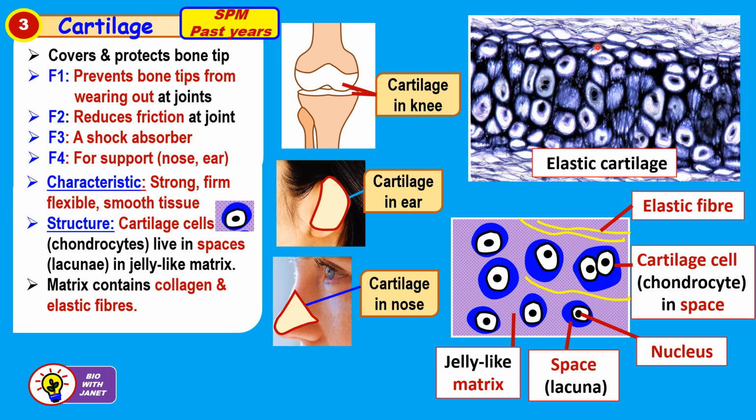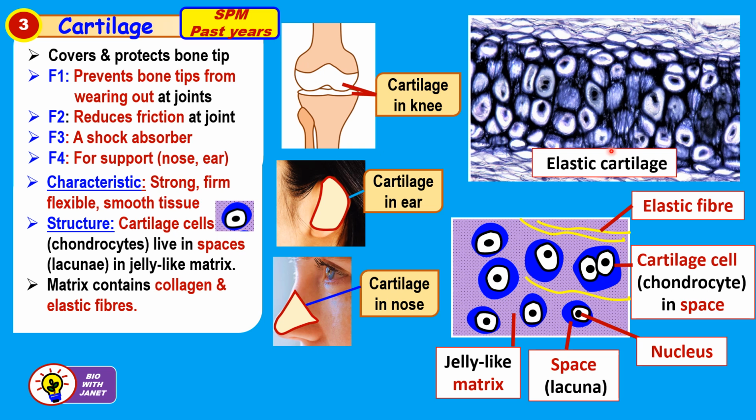So in this picture here, let's look at the lower picture first. You can see the cartilage cells here, called chondrocytes, in the spaces here, called the lacunae. It's like holes where the cartilage cells are found. And in the matrix here, the purple color space, there are fibers too. The fibers are collagen fibers and elastic fibers.